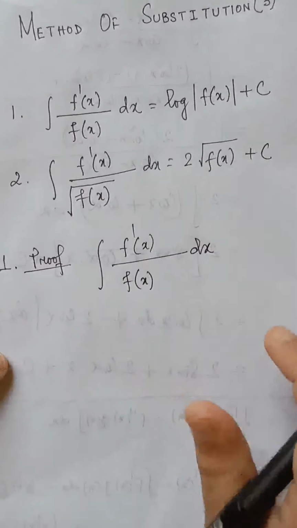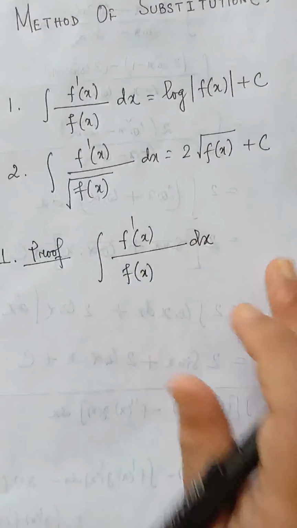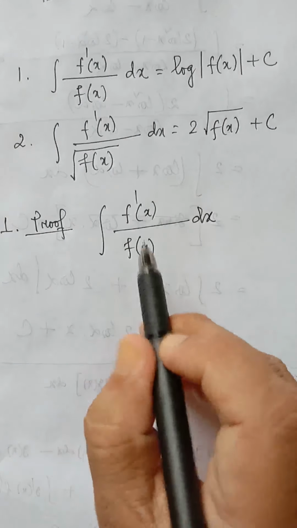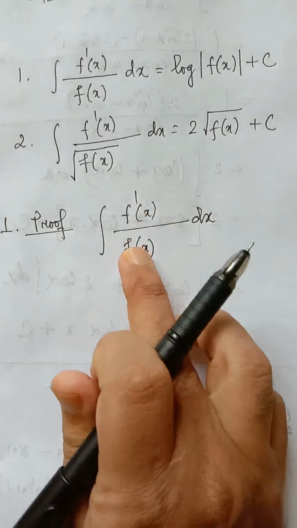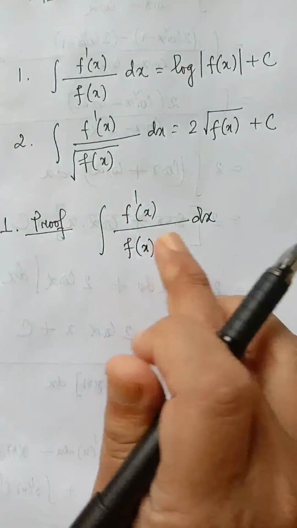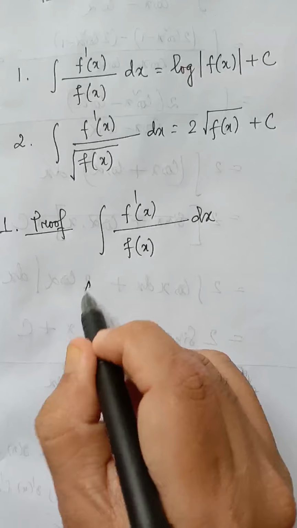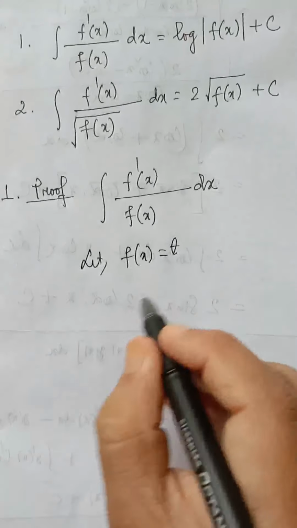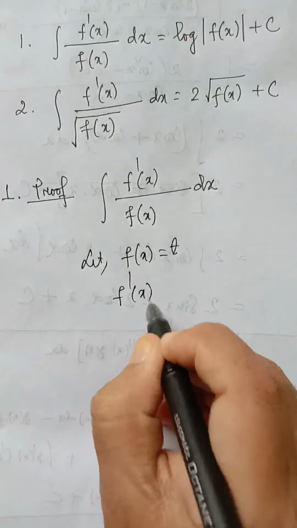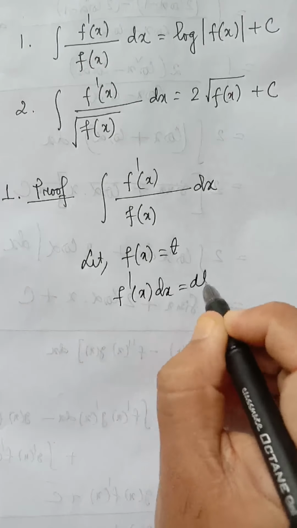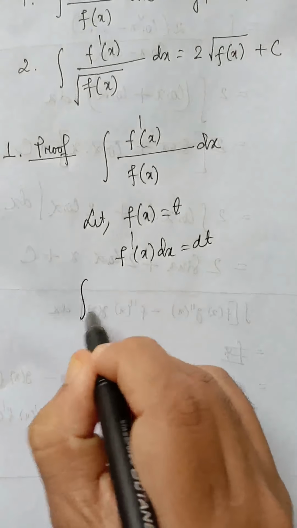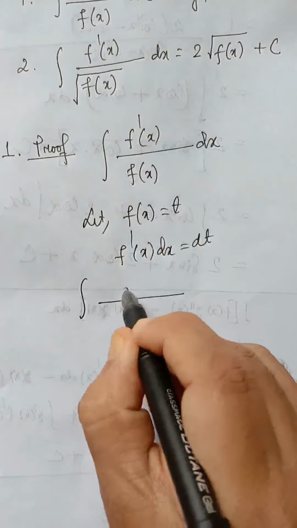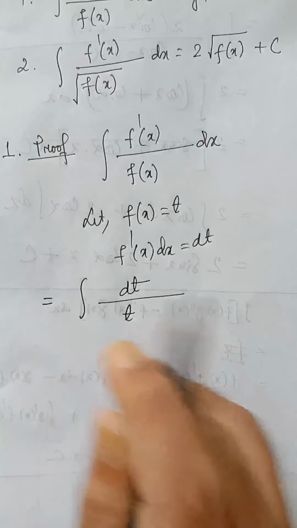Let us prove the number one result, integration of f dash x by fx. Here you can see fx in the denominator and f dash x in the numerator. So we will put fx equal to t. Its derivative will be f dash x dx is equal to dt. Now the given integral becomes dt by t.